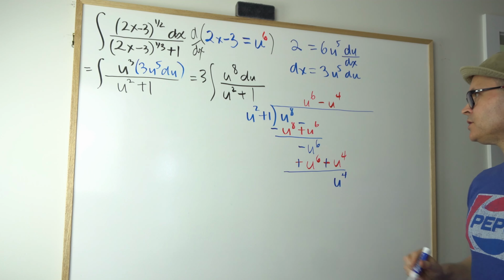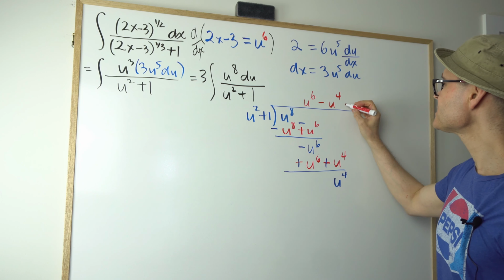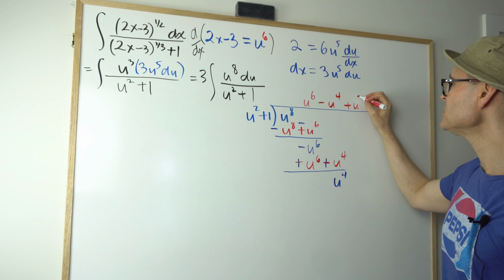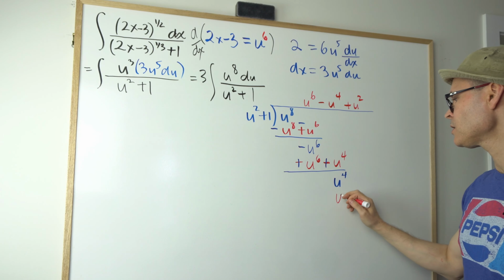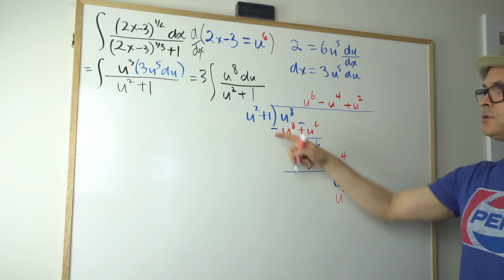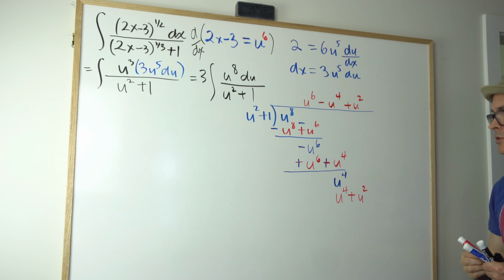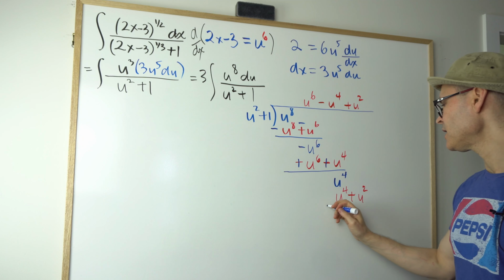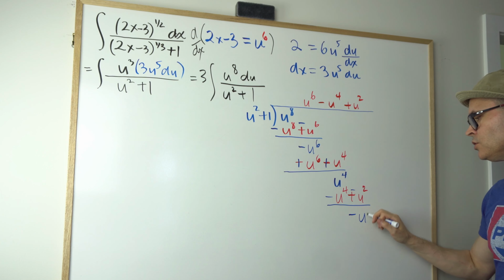U to the 2 goes into u to the 4, u to the 2 times, right? Plus u to the 2. Multiply it down, u to the 2 times u to the 2 is u to the 4. And u to the 2 times positive 1 is u to the 2. Draw the line, change the signs, add vertically. And you're going to get a negative u squared.